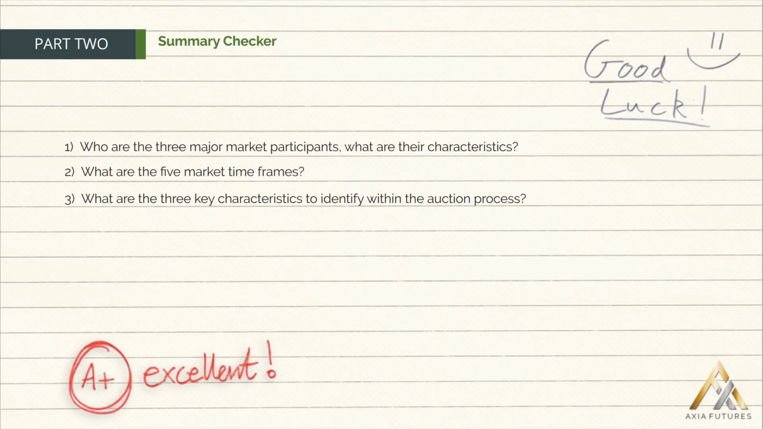Excellent. Congratulations on completing part 2. It's now time again to test that you understand the principles and concepts we've dealt with in part 2. So answer the following questions. Who are the 3 major market participants? What are their characteristics? What are the 5 main market timeframes that you can expect to see in the markets? What are the 3 key characteristics to identify within the auction process?